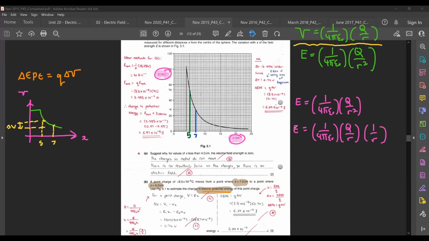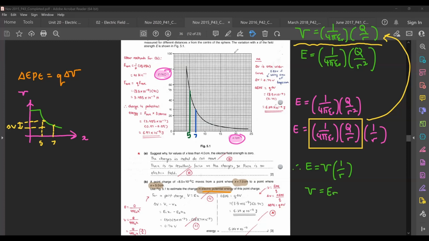Notice that this expression here, 1 over 4 pi epsilon naught Q over R, is actually this one here. So therefore, you could have actually just said that electric field strength is also potential times 1 over R, such that potential is E times R. This one here will give you potential at a point, same like the one above, but this one also gives you potential at a point.